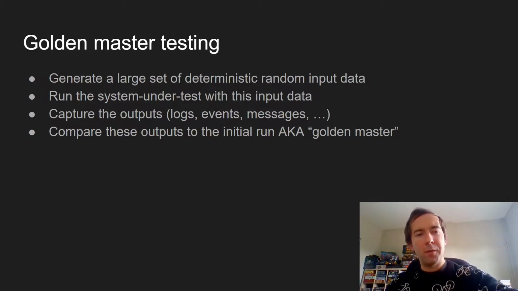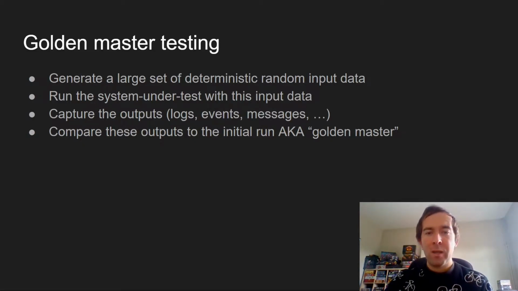Cool. We are going to use the technique called Golden Master testing. And the process of a Golden Master goes a bit as follows. You generate a whole lot of random input data. So in our case, that would be the items for the quality management system. Then we run the Gilded Rose behavior with this deterministic large set of input data.